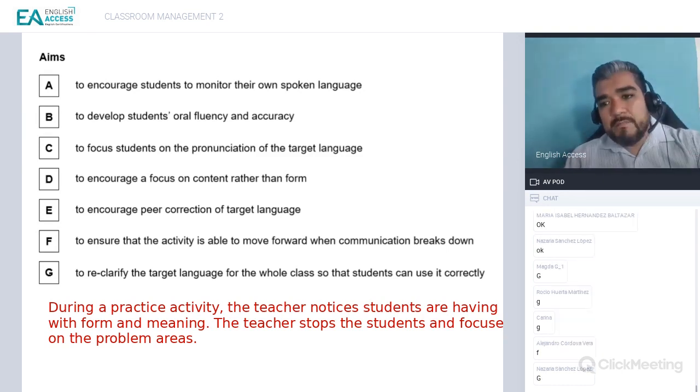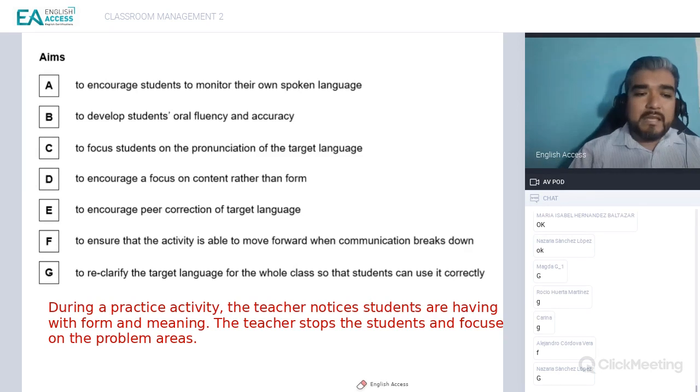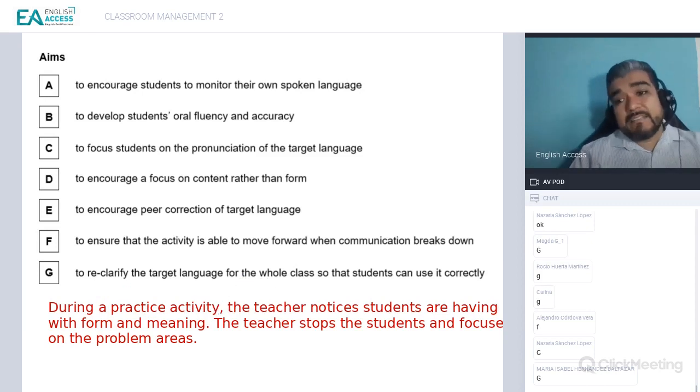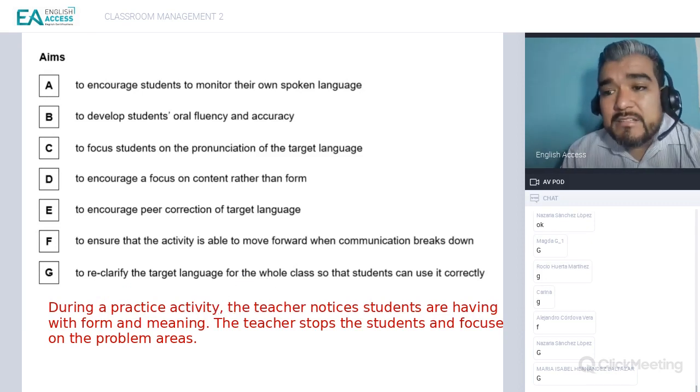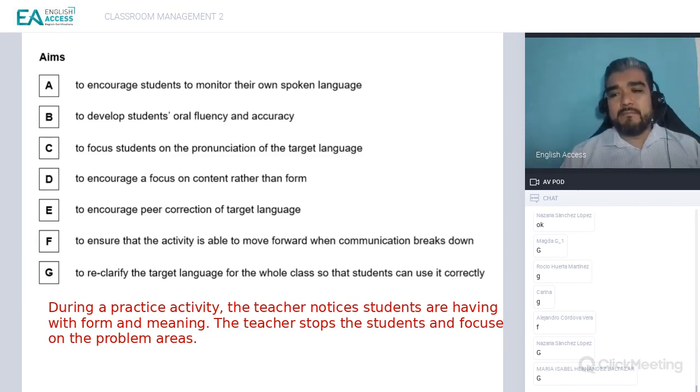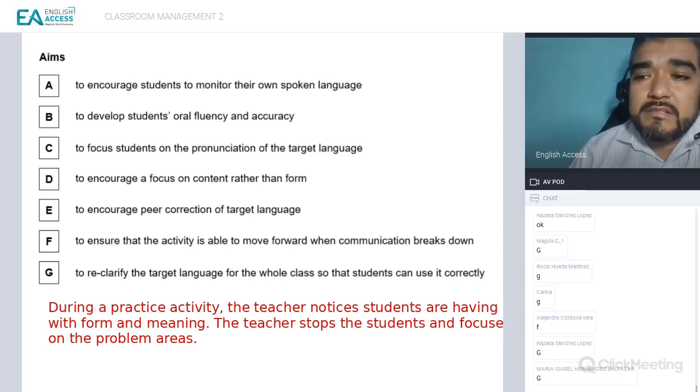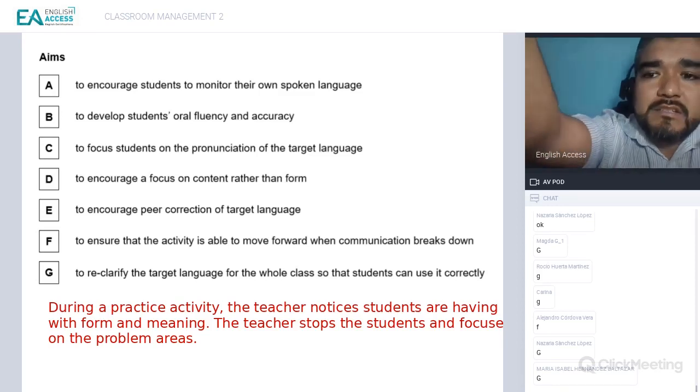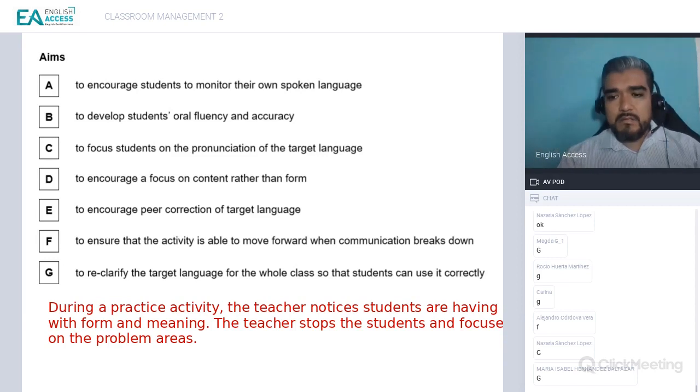All right, ladies and gentlemen. In this case, the correct answer is letter G. Good job. To re-clarify, because they are doing a practice activity, it means that the teacher previously taught this and they are practicing, but they're making mistakes. So since they are making mistakes, the teacher stops and gives more information to the whole class, so the students can use it correctly. So it's the letter G. Good job, letter G.